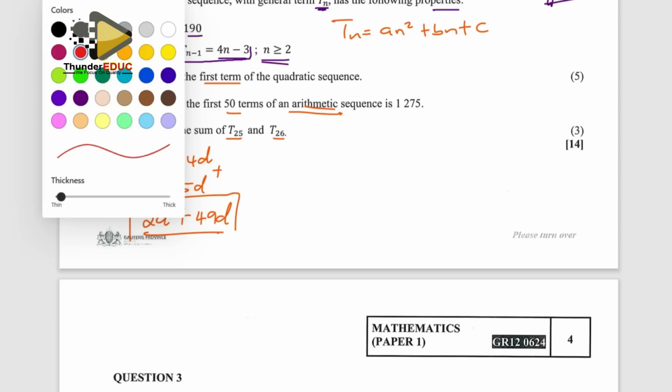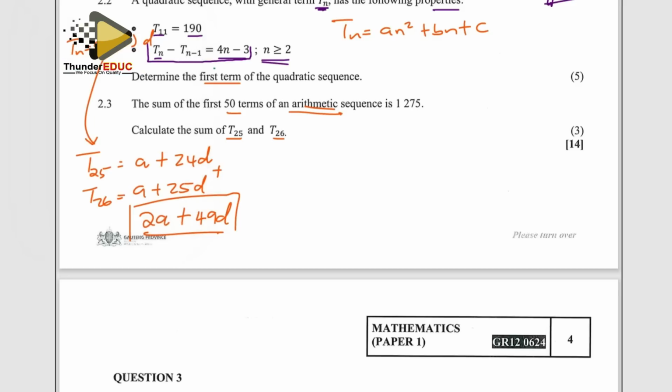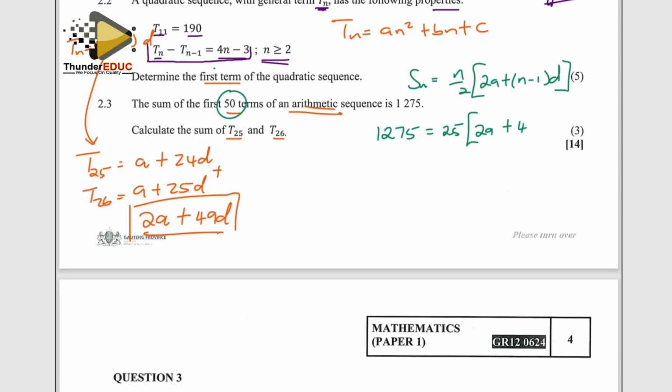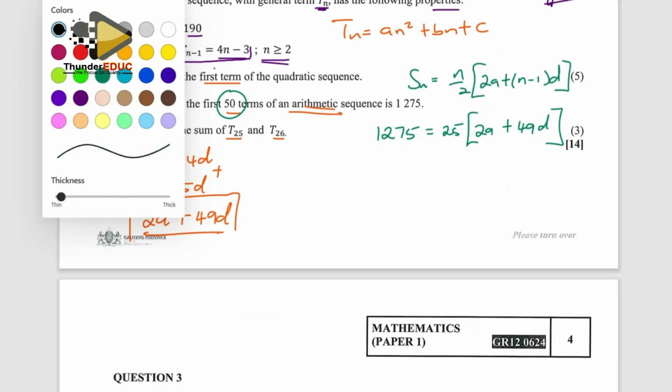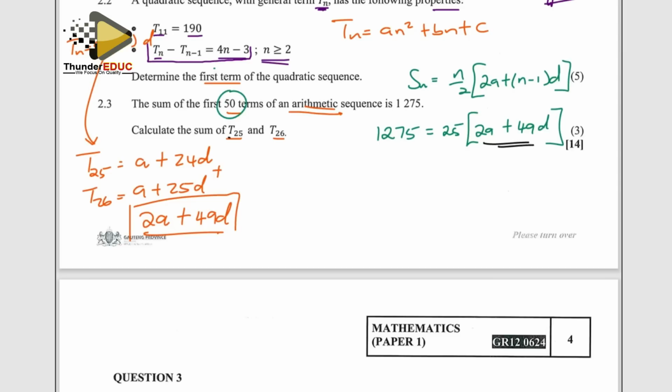Then if I go back into the general formula for the sum of an arithmetic sequence, it's n over 2 into 2a plus n minus 1 into d. So I have my Sn as 1275. This is going to be 50 over 2, which is 25, into 2a plus, what is 50 minus 1? That gives me 49d. But now what I can see is that this bracket is the same as this.